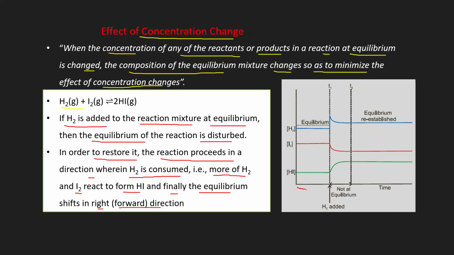With the help of one diagram, we can also represent this. This indicates the equilibrium where the concentration of H2, I2 and HI is constant. Now at this condition we added hydrogen. So as soon as we add the hydrogen, what will happen? This hydrogen reacts with the I2. So the concentration of hydrogen decreases, the concentration of I2 also decreases, but the concentration of HI will increase. And after some time again we will get the equilibrium condition. So equilibrium is re-established after a certain time. Clear?